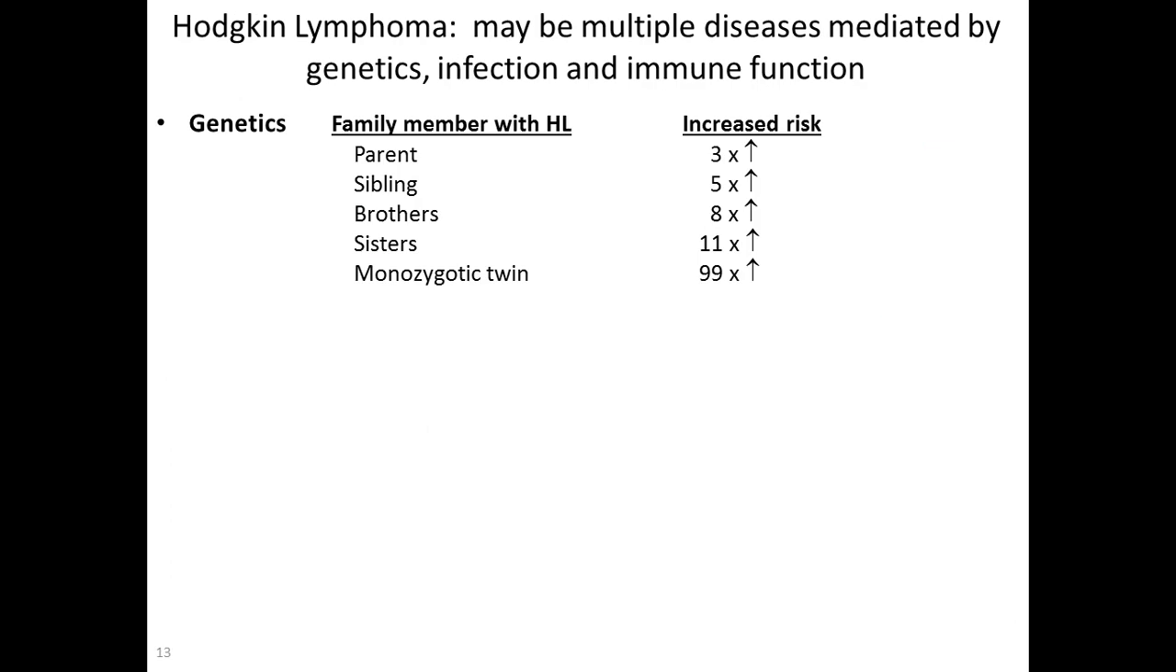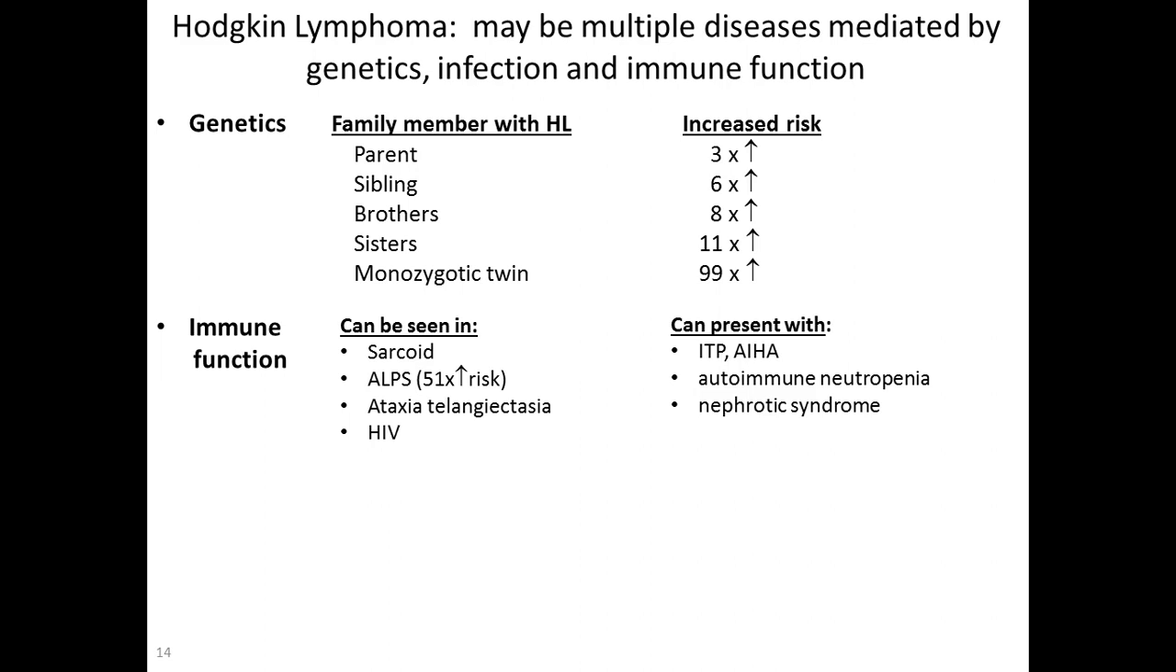Hodgkin lymphoma may actually be multiple diseases or at least have several different causes and can be triggered by genetics, infection, and altered immune function. If you have a family member with Hodgkin lymphoma, other family members are at increased risk, so there may be a genetic predisposition. If you have an immunodeficiency, you're at increased risk of Hodgkin lymphoma, so it can be seen in sarcoid, ALPS, ataxia telangiectasia, and HIV. We also know that Hodgkin lymphoma seems to be associated with dysregulated immune function, and patients can present with ITP, autoimmune hemolytic anemia, autoimmune neutropenia, or nephrotic syndrome.